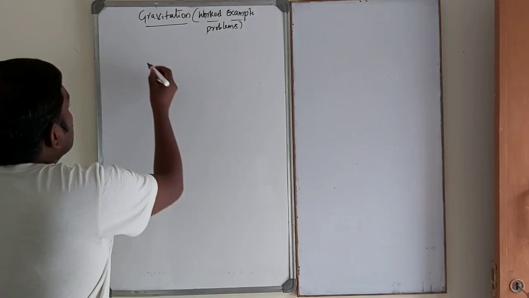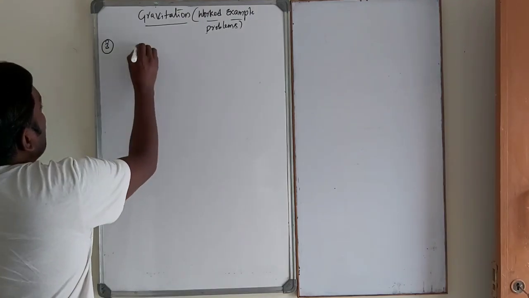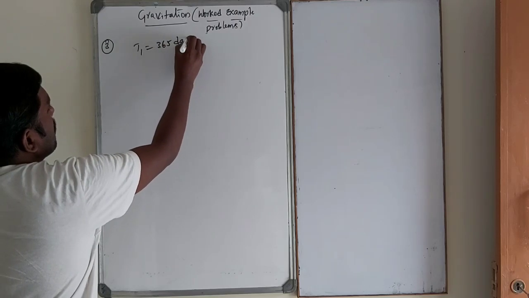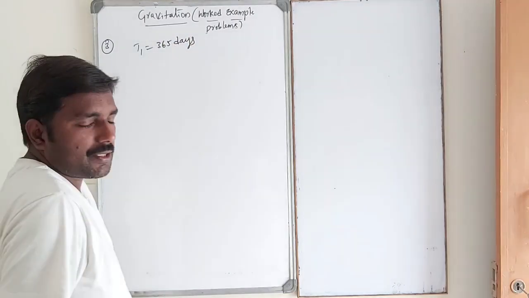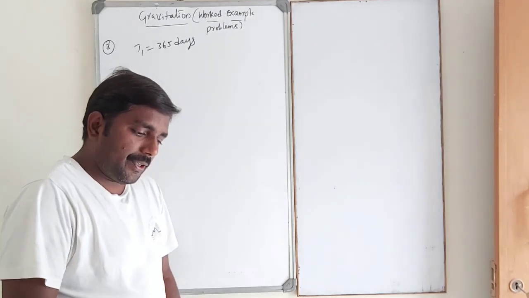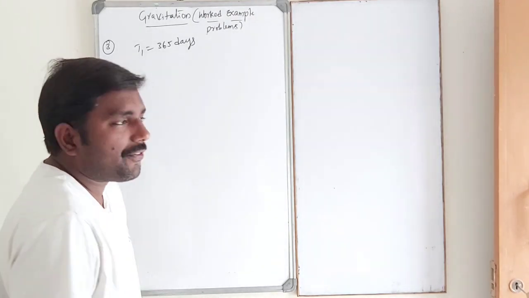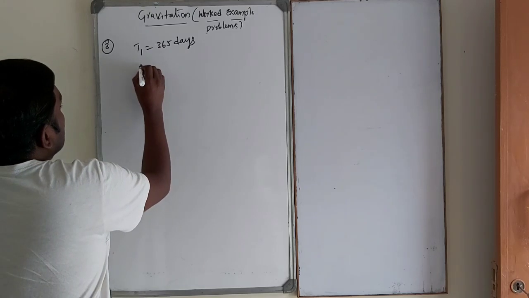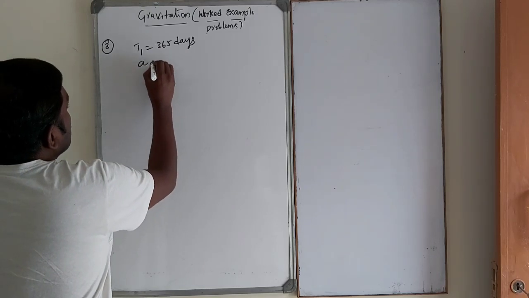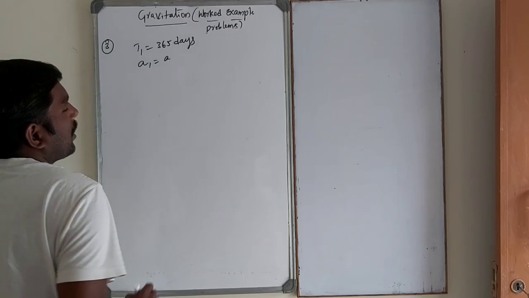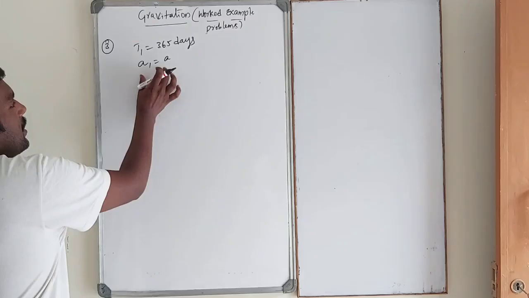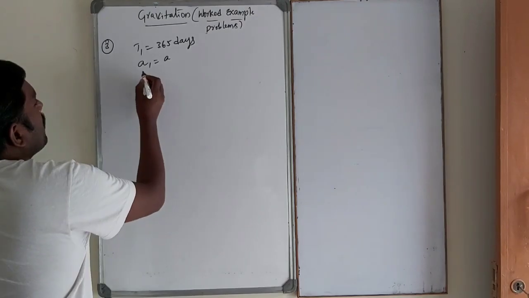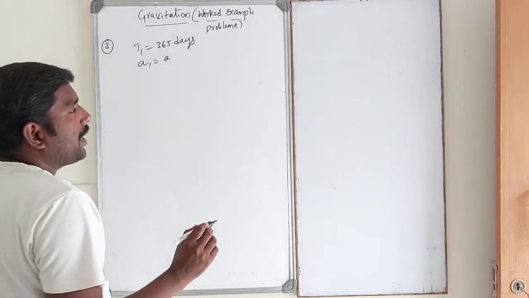The present number of days is 365 days. That is, T1 is equal to 365 days, the present time. If the distance between earth and sun were half of its present value. So dear students, the initial distance A1 is equal to A. This is the present distance, either D, A, whatever, any letter.